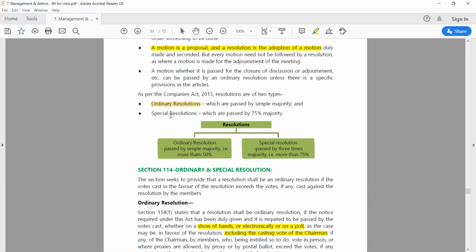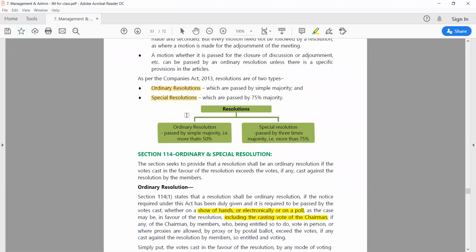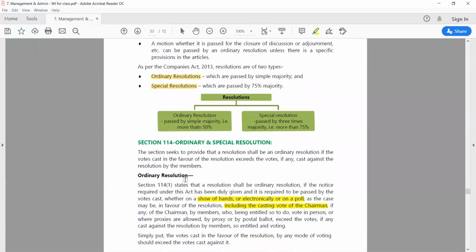Ordinary resolution, simple majority, 50%. Special resolution, 75% majority. So I will freeze this for a minute and you will understand 50% and 75%. Based on that only they will say what type of resolution we have as per the Companies Act. Yes. So ordinary resolution, special resolution. So see this point, simple majority and 75%. Yes. Now let's go and see what is there for ordinary resolution.